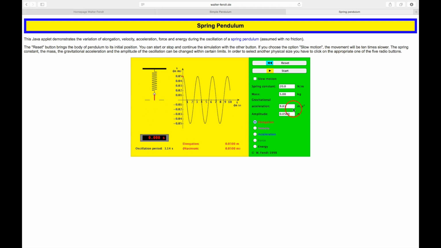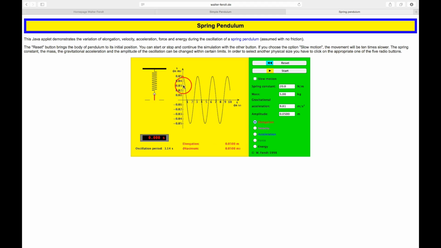So for a spring, we have different parameters. The spring constant, 20 newtons per meter. Mass is 5 kilograms. The acceleration, well, we can change that if you like, if you want to play with that and see how it affects the situation. And then the amplitude, okay?